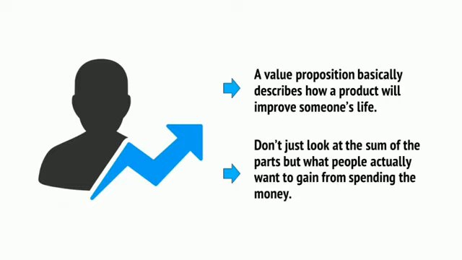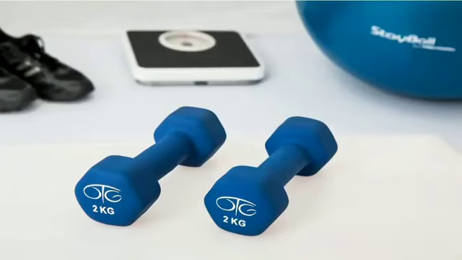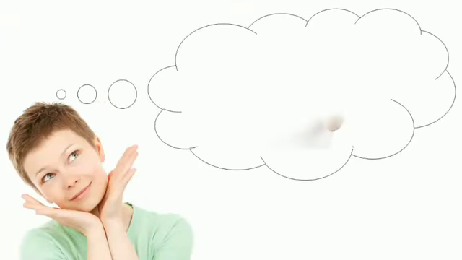In other words, don't just look at the sum of the parts, but what people actually want to gain from spending the money. For example, people don't buy dumbbells because they need something heavy. People buy dumbbells because they want to be strong, toned, healthy, attractive, and confident. This is what you need to emphasize in your pitch because it will ensure that your prospective customers start imagining what life could be like after they've purchased your item. Meanwhile, try to get people to imagine what your product will be like to own.